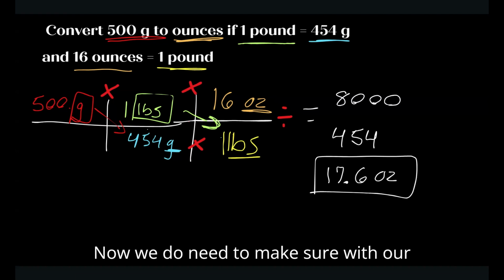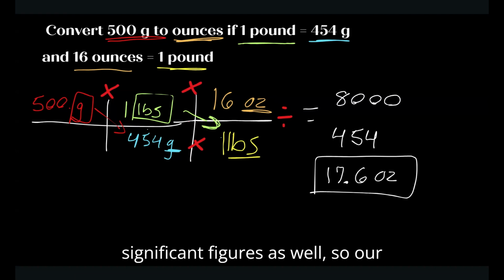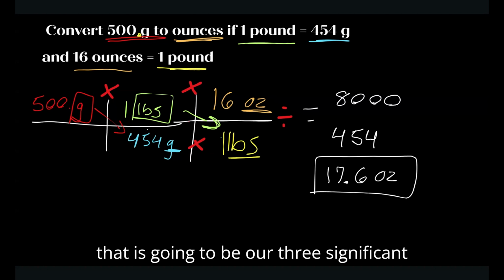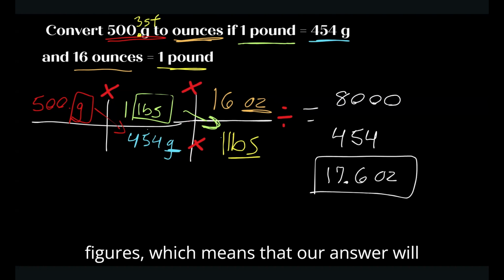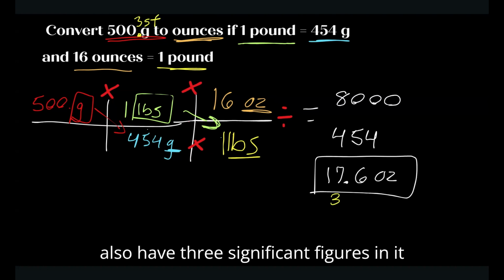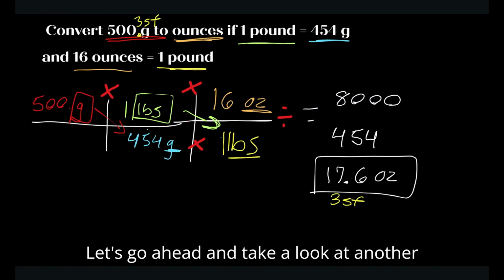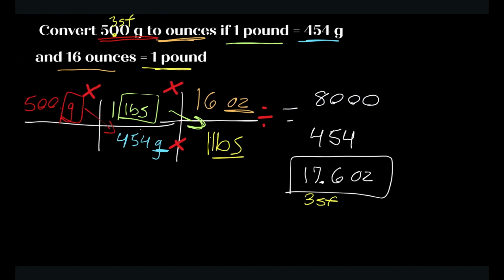Now, we do need to make sure with our significant figures as well. So our 500 does have a decimal right here, so that is going to be our 3 significant figures, which means that our answer will also have 3 significant figures in it as well. Let's go ahead and take a look at another example.